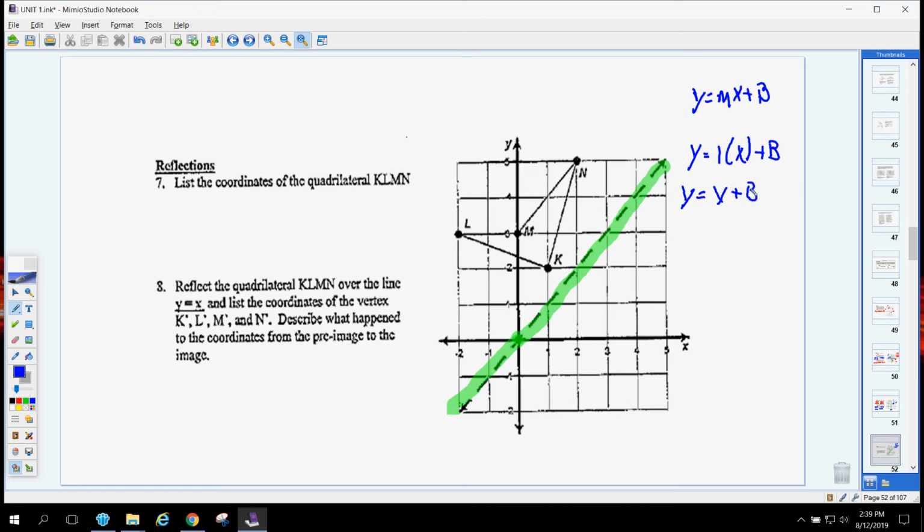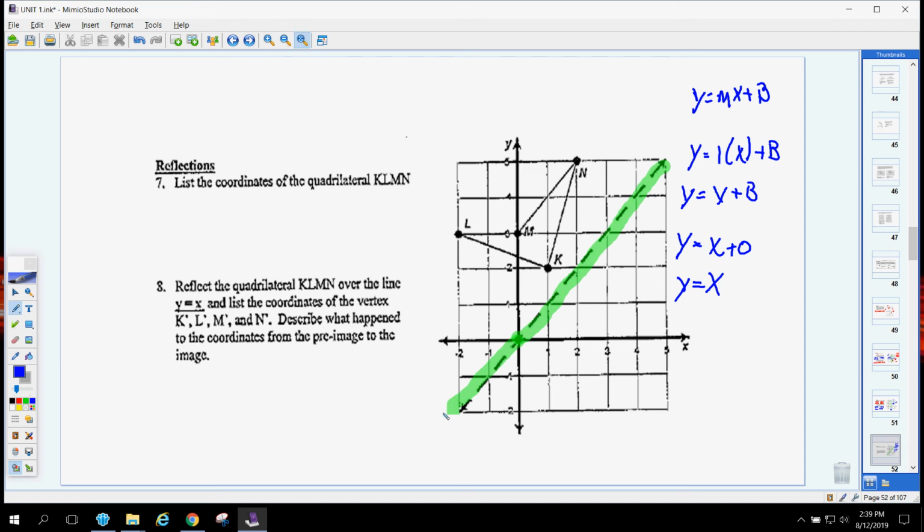Well, in this particular line, b is our y-intercept. Where is the line intercepting the y-axis? At 0. So we essentially end up with y equals x plus 0. And of course, we don't need to have the plus 0 because it's not going to change the value of x. So we end up with the line y equals x.